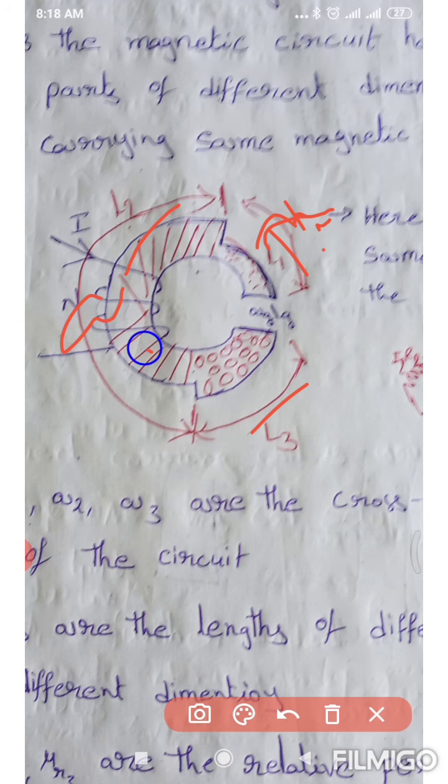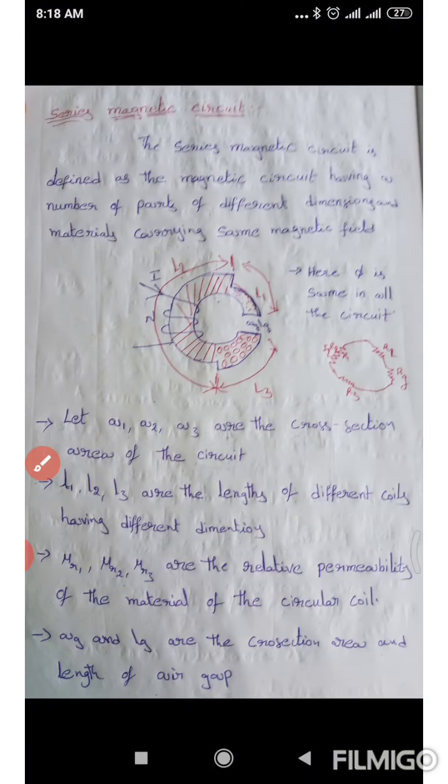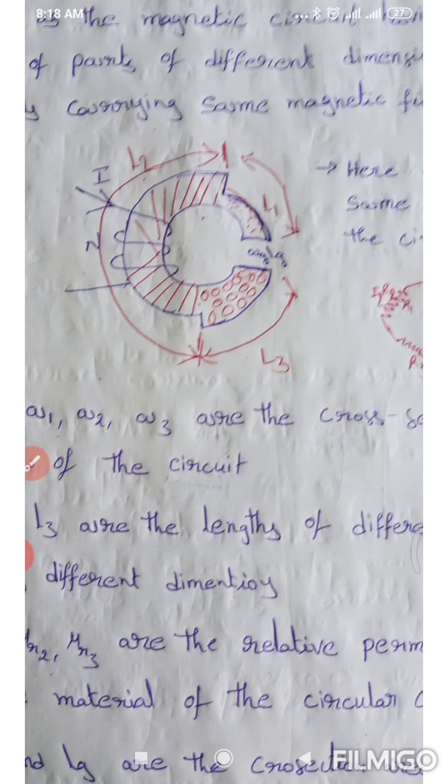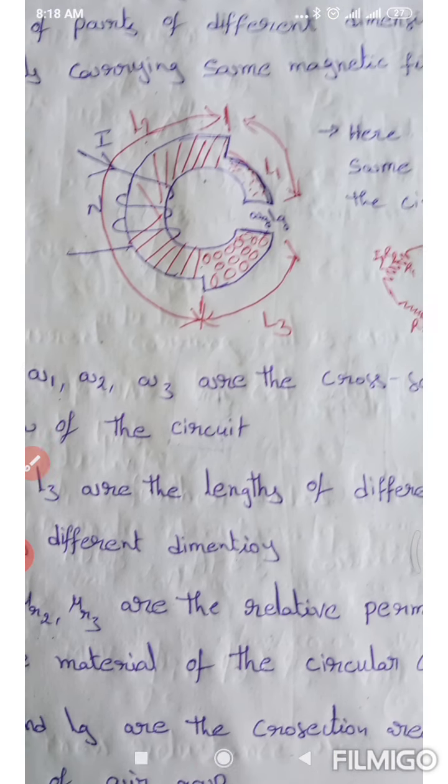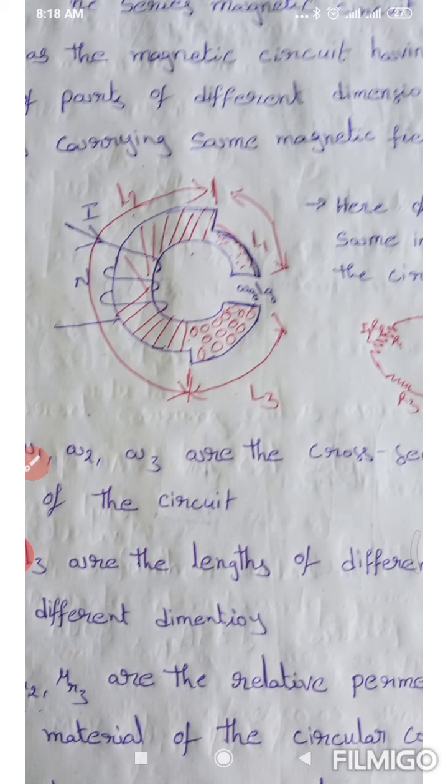A1, A2, A3 are the cross-sectional areas of the given elements. And next, mu r1, mu r2, mu r3 are the relative permeability of each element, and all are connected as shown in the figure like this.